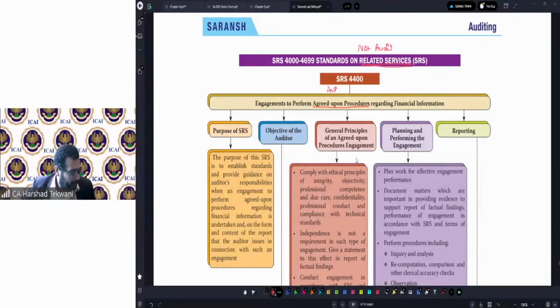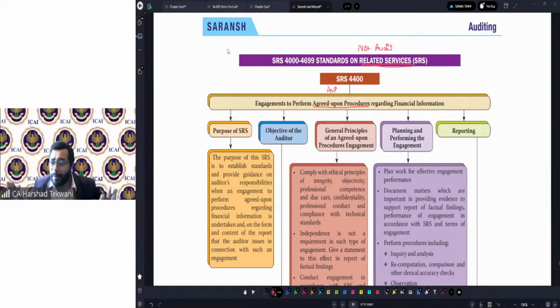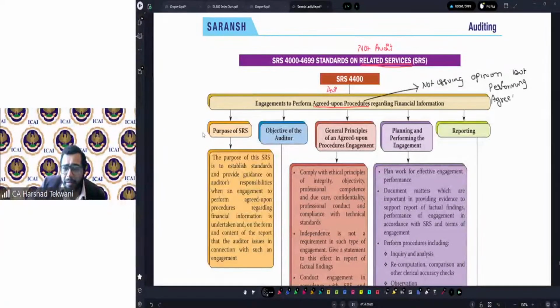Now, what is agreed upon procedures? Basically, an agreed upon procedure is any procedure that you agree with the management or those charged with governance or any of their specific personnel to perform, under which you are not issuing an opinion. Simple. When I talk about agreed upon procedures, here I am not issuing an opinion, but I am performing agreed procedures. As the name suggests, agreed upon procedures. The procedures I have agreed with you to perform.